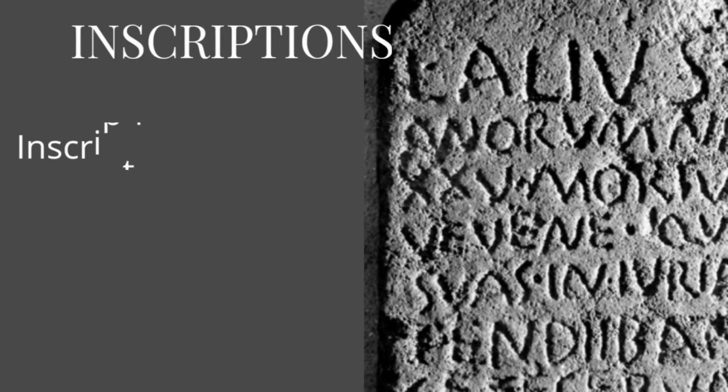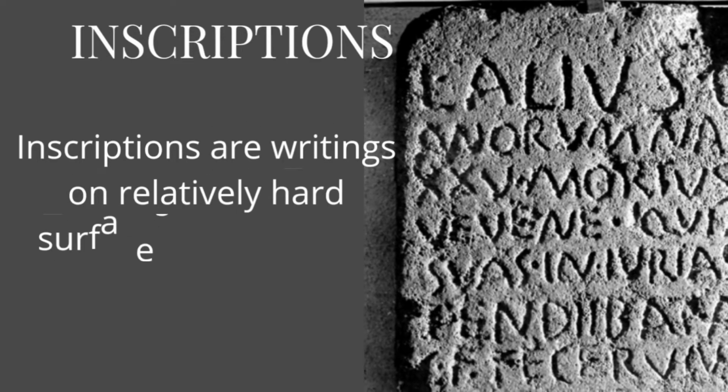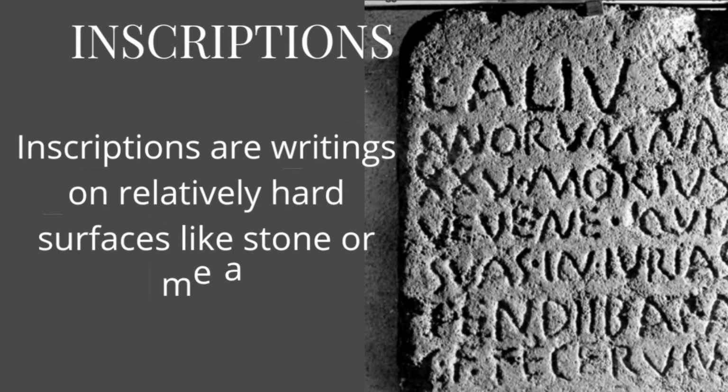Now let's see the second evidence, that is inscriptions. Inscriptions are writings on relatively hard surfaces like stone or metal. Rather than writing on palm leaf, the information would be written on stones or metal surfaces. It may be difficult to write, but the thing is, it cannot be destroyed so easily by insects or any other ways. Now let's see some of the inscriptions.